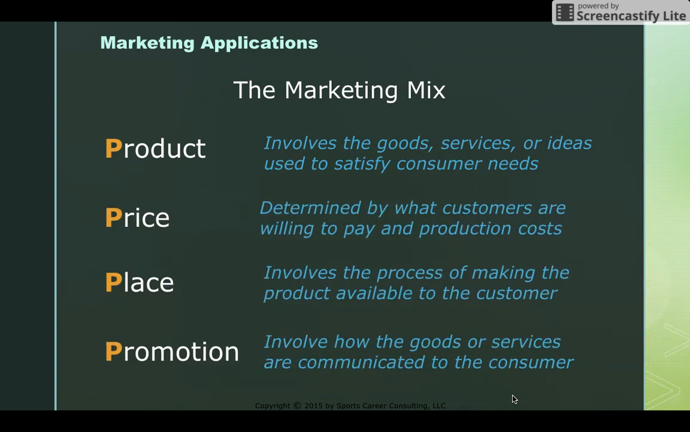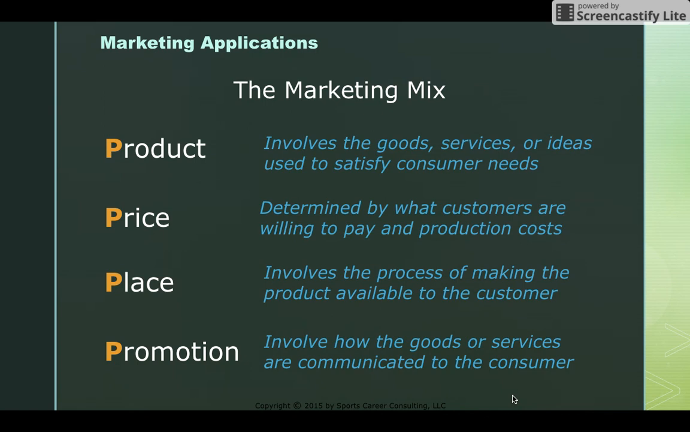So the first P is product, and this really involves the goods, services, or ideas that are used to satisfy a consumer's needs. An example of this, mainly because I have it right next to me and I've been drinking out of it, is a CamelBak water bottle. So that is an example of a product. It is the physical piece that you are using to satisfy your consumer's needs.